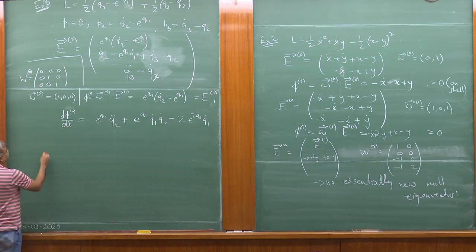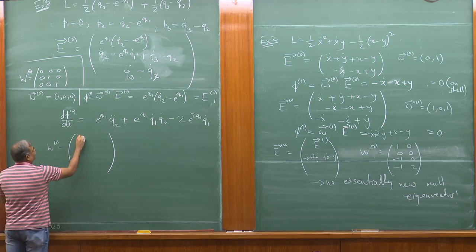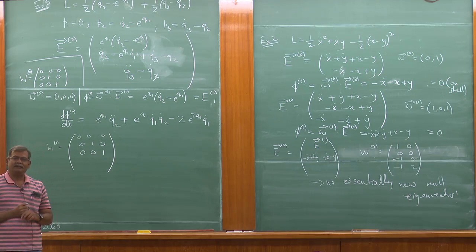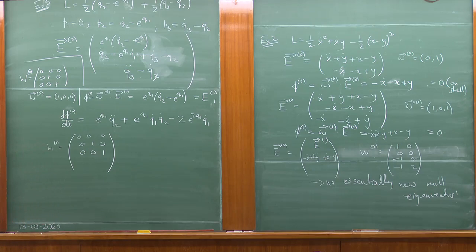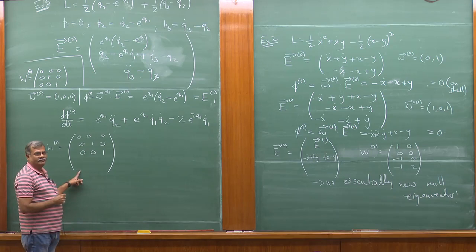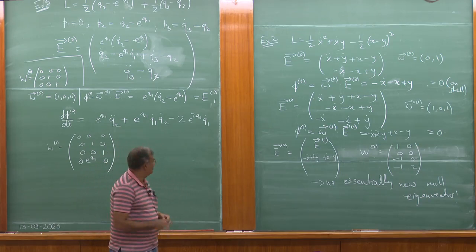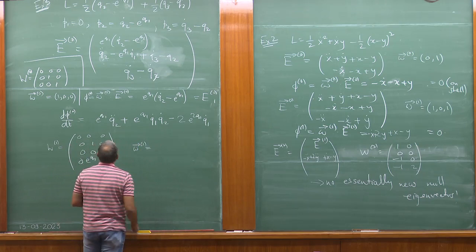But now, can anybody tell me what W1 is going to be? Of course, one part of that is straightforward. That was your W0. You have to add the new acceleration terms. So what will that be? The last row, what will that be? 0, 1, 0. 0 into the Q1, 0 into the Q1, Q2 double dot. That's the acceleration term, right? Okay? So W1 here, what will the null eigenvector be?